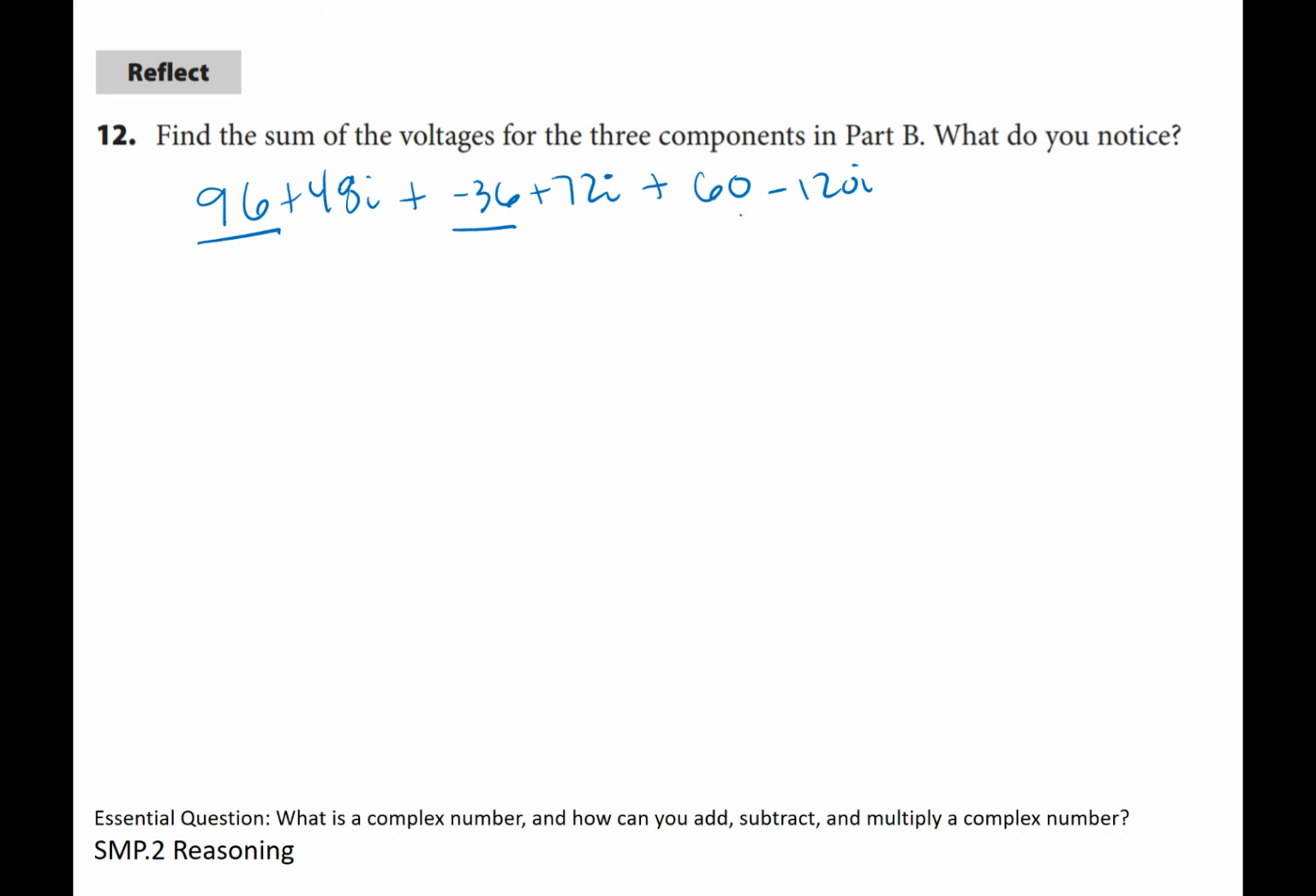So 96, -36, and 60 is going to be 120. And then 48, 72, and -120 is 0, actually. So that kind of goes away. So all we have is the real part. So you'll notice that it's actually a real number.